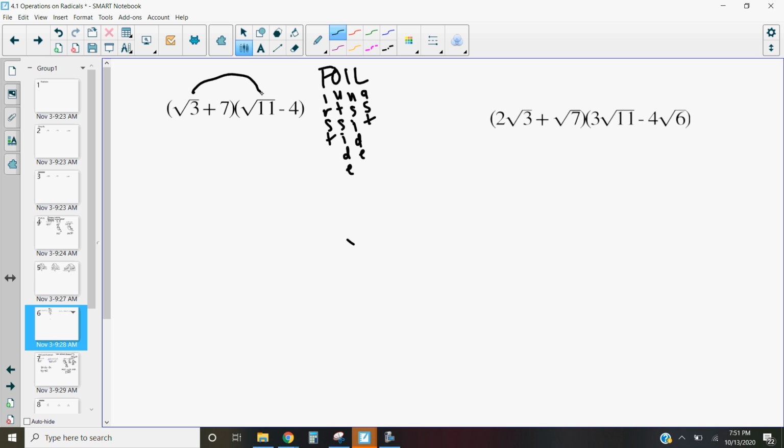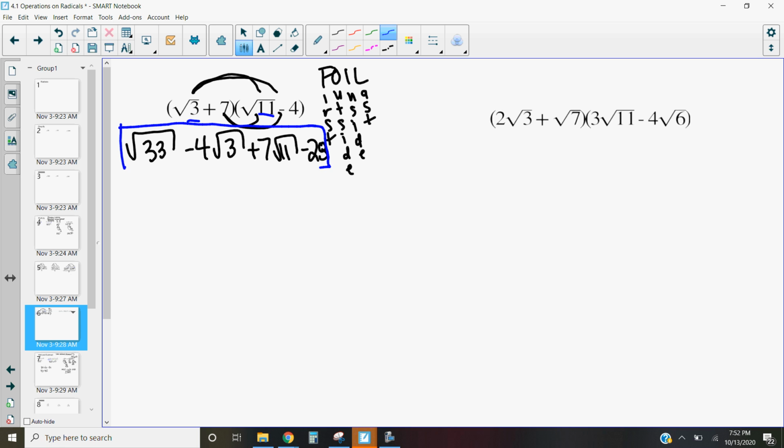So root 3 times root 11 is root 33. Root 3 times negative 4 is negative 4 root 3. 7 times root 11 is 7 root 11. And 7 times negative 4 is negative 28. Now, I want you guys to look here. 3 and 11 are prime, so this is what it is. This can't be simplified anymore because 3 is prime. This can't be simplified anymore because 11 is prime, and this is just a number. So this right here is actually what that's going to be. Nothing else can combine there.